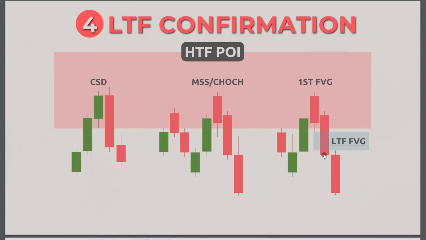And if you watch my video about the high probability fair value gaps, then you would know that this is actually the second fair value gap, if this higher time frame point of interest is the first one, right? So this would be the first one, and this would be the second fair value gap after price respecting the first one. So this is a very high probability one. So if price comes back to it, you could actually use this as an entry. And this is my lower time frame confirmation.